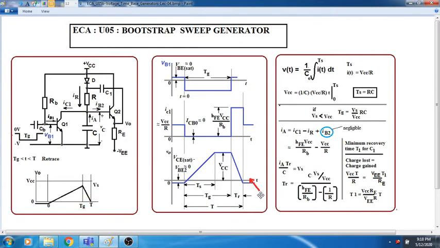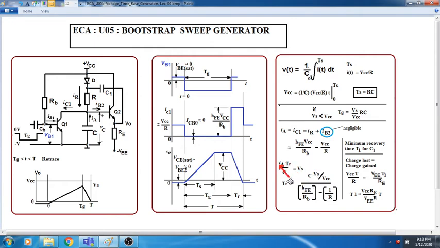So we can simply substitute here the current flowing through the capacitor during discharge is equal to IA. Okay. Now how much time is it taking to discharge? We are assuming it is equal to TR, retrace time. And what is the capacitance value? It is equal to C. And what is the voltage? Voltage is equal to Vs. So is this the correct equation?